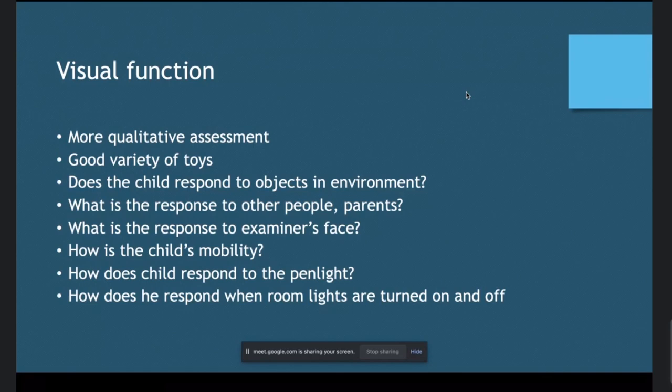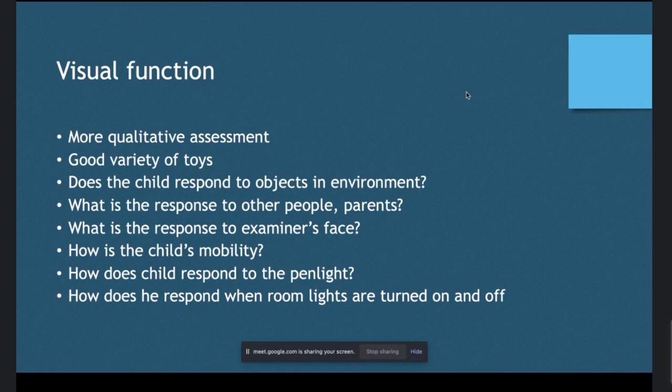So you want to do a more qualitative assessment with a variety of toys. How's the child in the environment? Is the child scared of the other people? Everybody, Jazz is posed with me. The child is looking at Jazz and getting scared. It means there is good vision. It doesn't mean Jazz is scary. It means the patient has good vision.